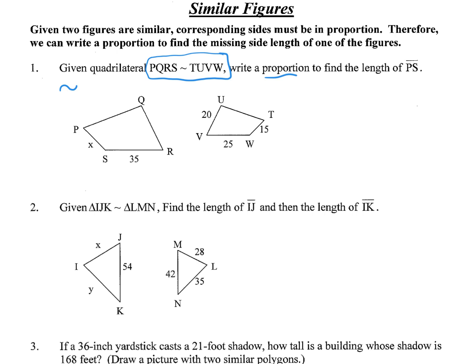But we have corresponding congruent sides. Remember, the similarity statement tells me which angles are congruent to which ones. P is listed first, and T is listed first, so angle P and angle T are congruent. If you notice, Q and U are listed second, so those two angles are congruent.